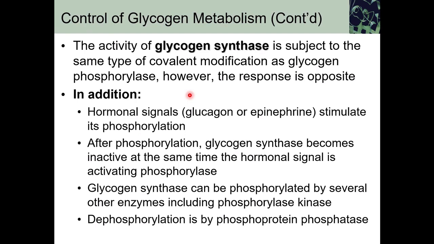Okay. So hormonal signals like glucagon or epinephrine stimulate the phosphorylation of glycogen synthase. After phosphorylation, glycogen synthase becomes inactive. At the same time, the hormonal signal is activating the phosphorylase.